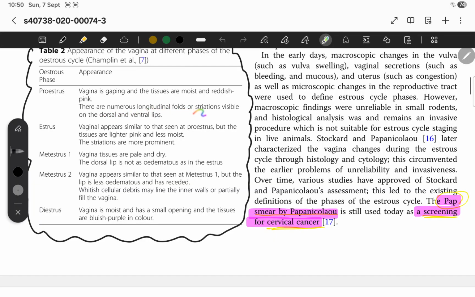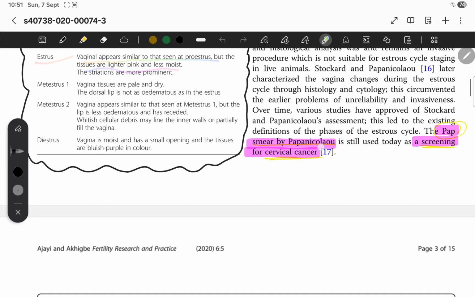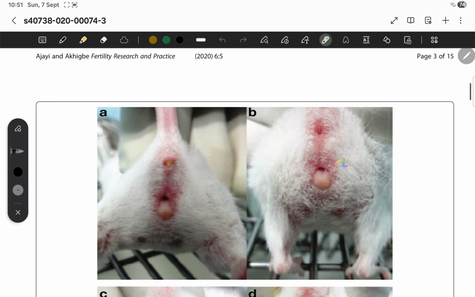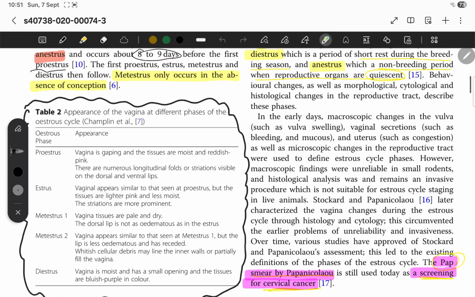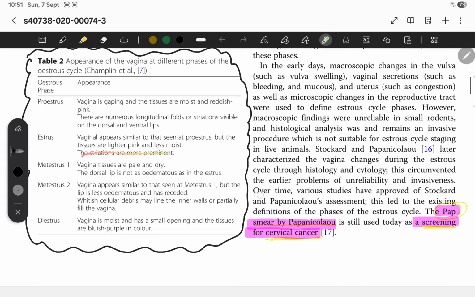There are numerous longitudinal folds and striations visible on the dorsal and ventral lip. Estrus: the vagina appears similar to that seen in proestrus, but the tissues are lighter pink and less moist. Similar to the proestrus. The striations are more prominent.